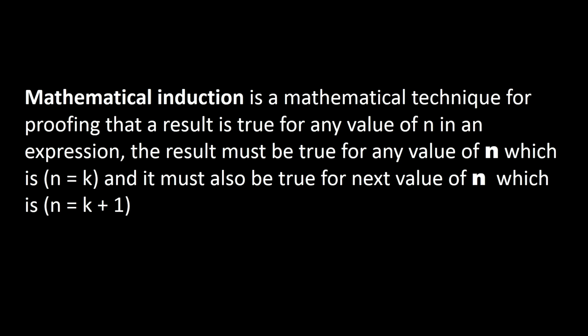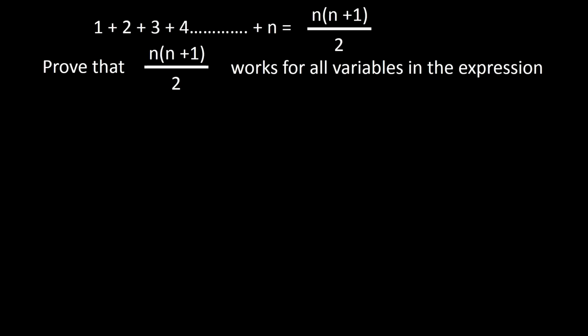So let me explain further by using a question. What is given now is 1 plus 2 plus 3 plus 4 into infinity plus n is equal to n into bracket n plus 1 over 2. So we have to prove that n into bracket n plus 1 over 2 works for all variables in the expression.